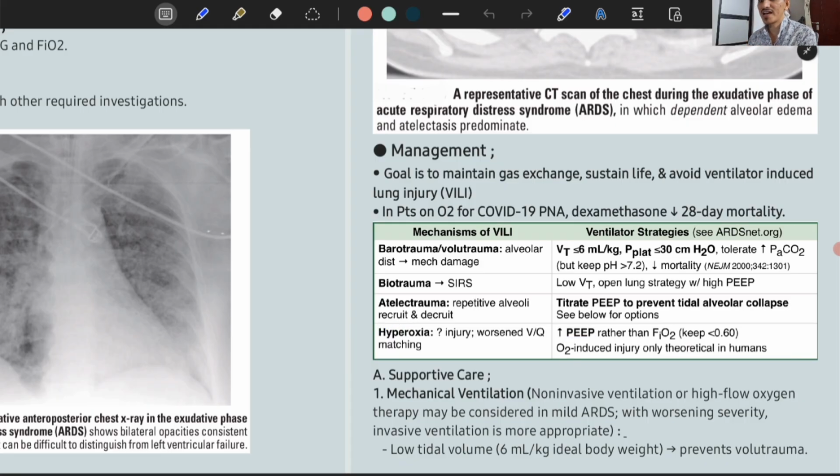Now that's about the mechanisms by which respiratory support causes further damage to the lungs, and how, by maintaining gas exchange, we prevent that. So these are the measures, these are the strategies by which we will prevent it. Now coming to the management part.